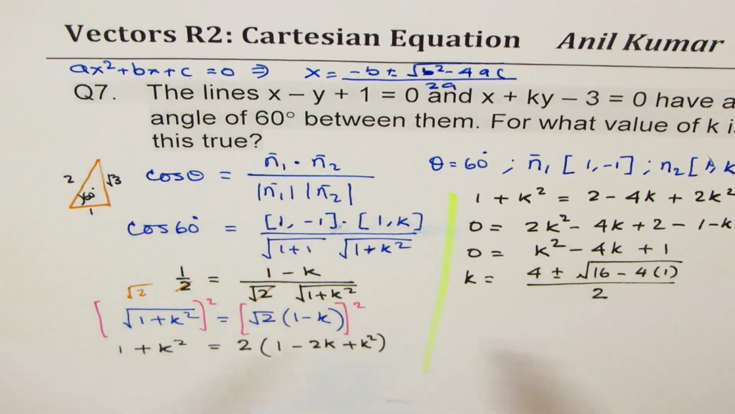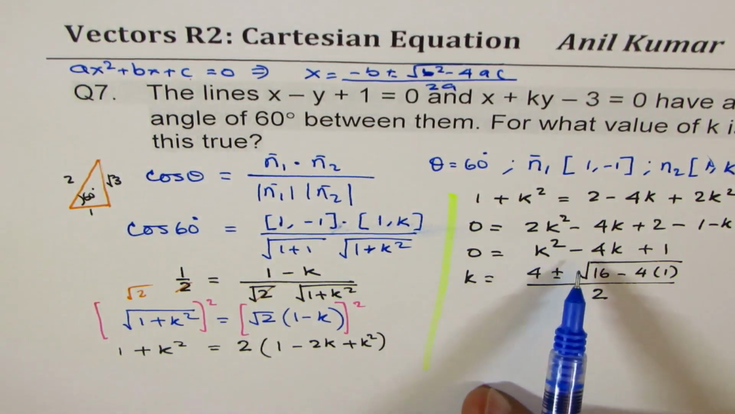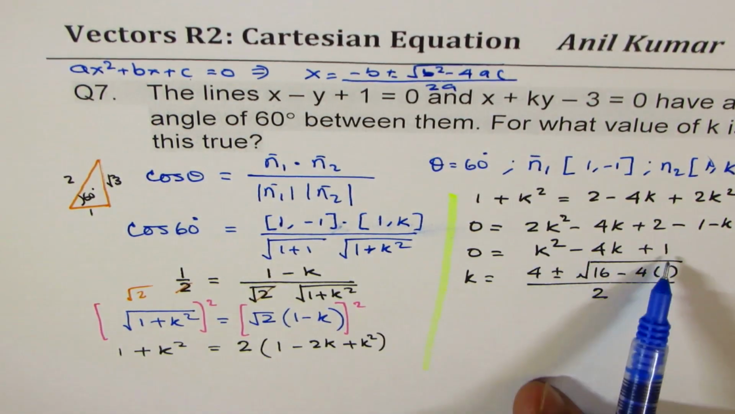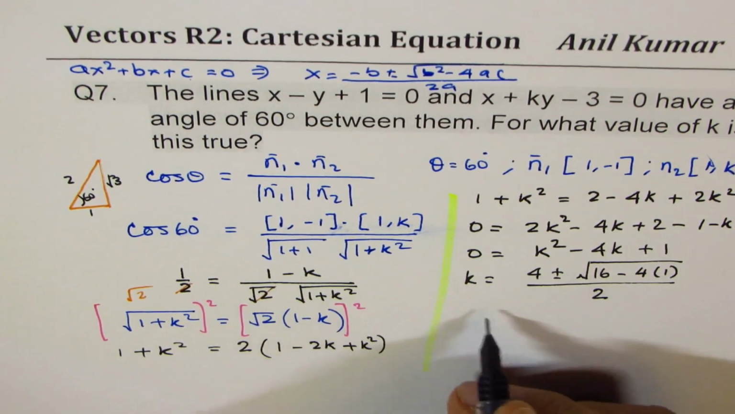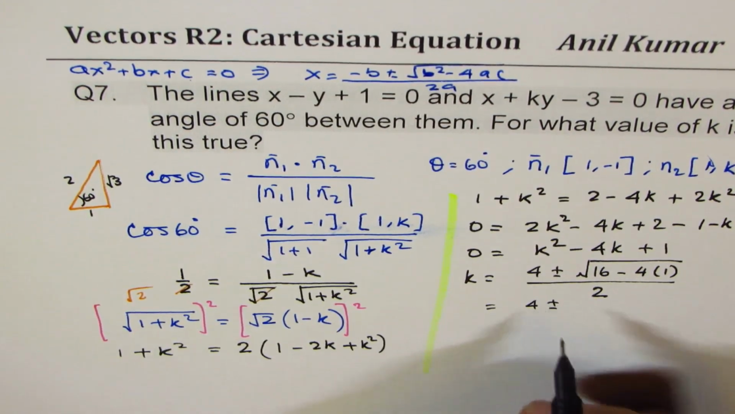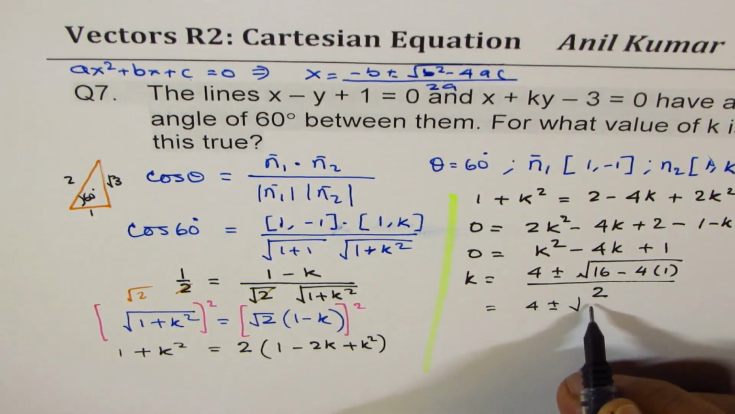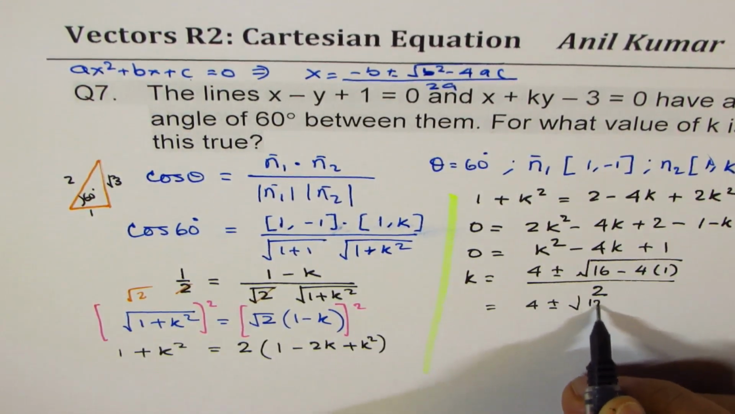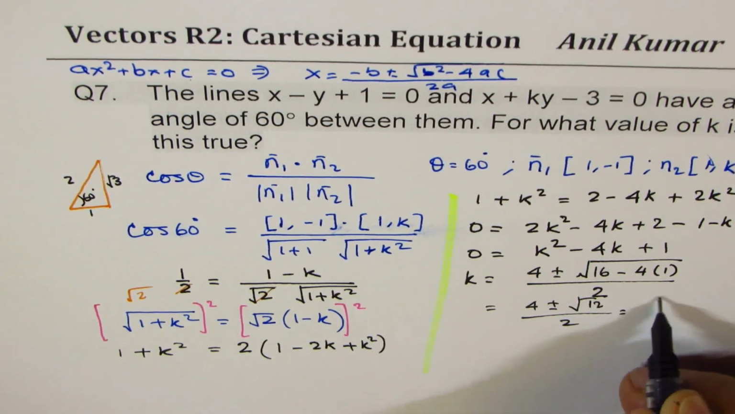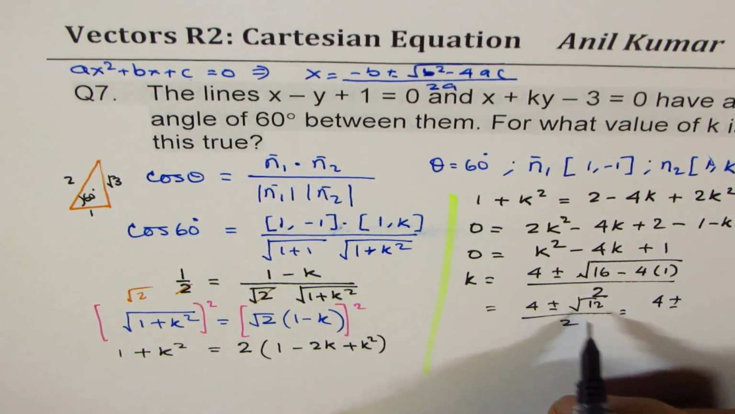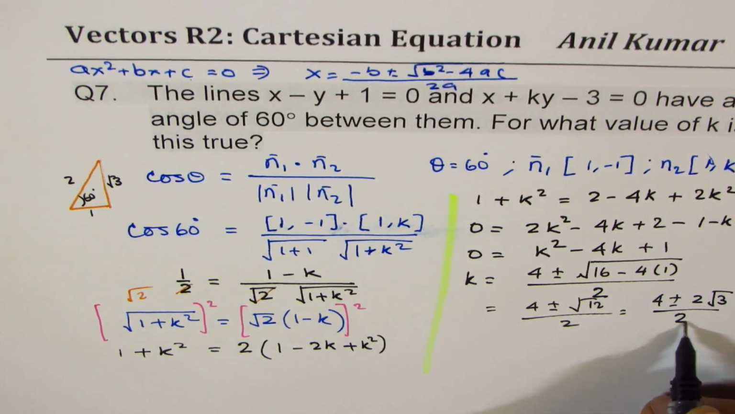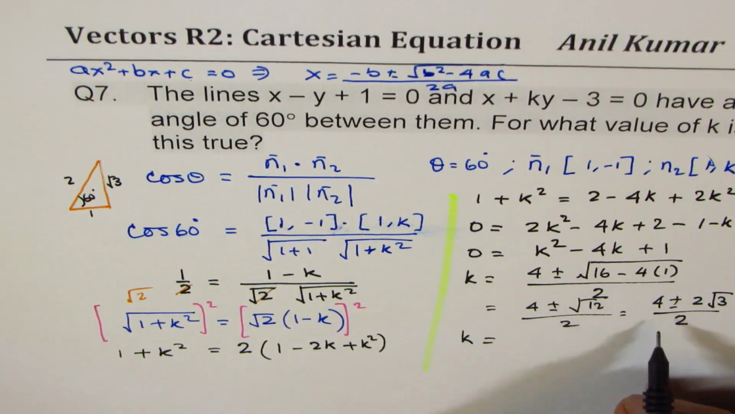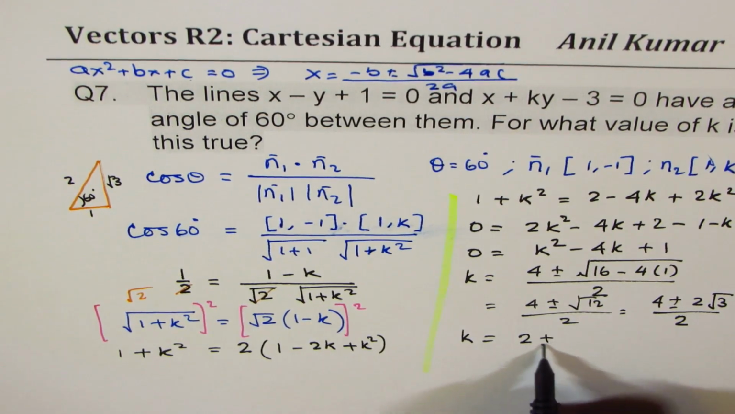So a, b, c are the coefficients. In this case, 1, minus 4 and 1 are a, b, c, correct? So let's simplify this, which is 4 plus minus 16 minus 4 is 12, divided by 2, which is 4 plus minus 4 times 3. So you could write this as 2 square root 3 by 2. So the value of k will be 2 plus minus square root 3.